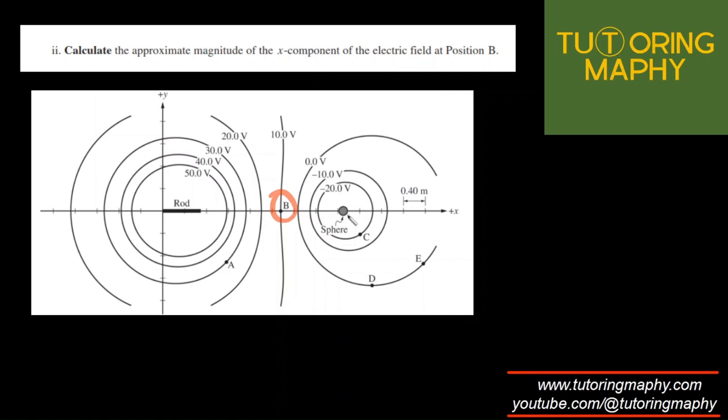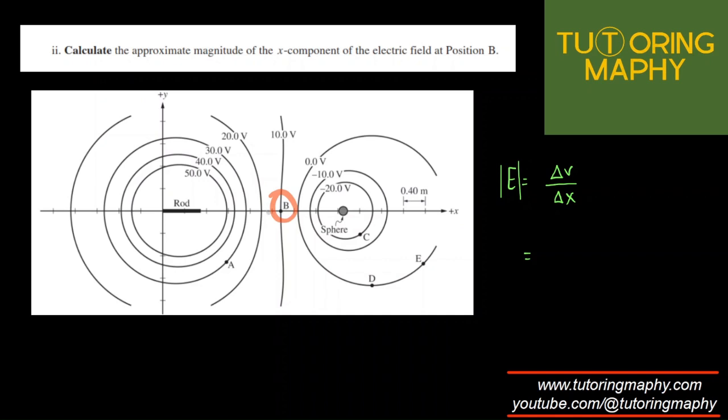So the x component of the electric field can be found using change of potential over change of position, right? Delta V over delta X. I'm not putting negative, actually it is negative, but they are again looking for the magnitude, so I'm not really bothered about the negative. I'll just put absolute value here.